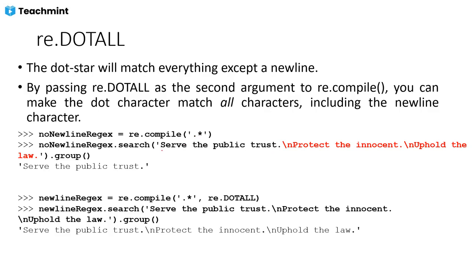Suppose this is my string. Serve the public trust slash n. Protect the innocent slash n. Uphold the law. This is my input. Because there is a dot, it stops here only. It won't consider this part, because this dot has a different meaning.